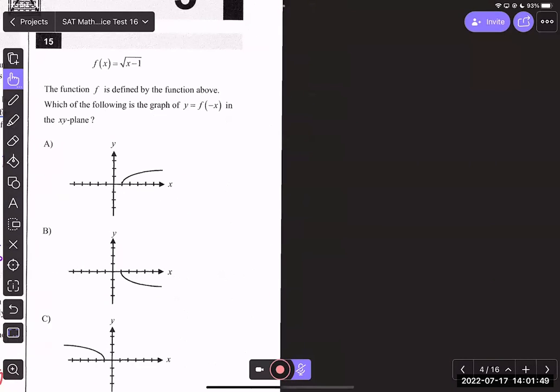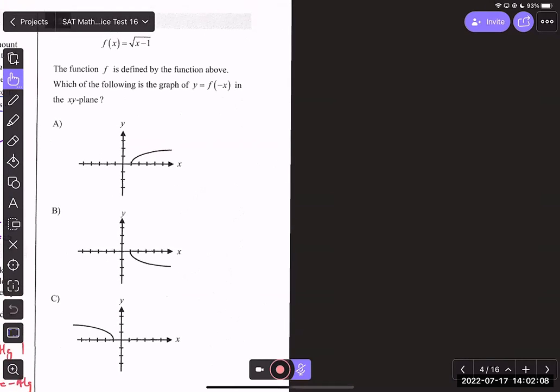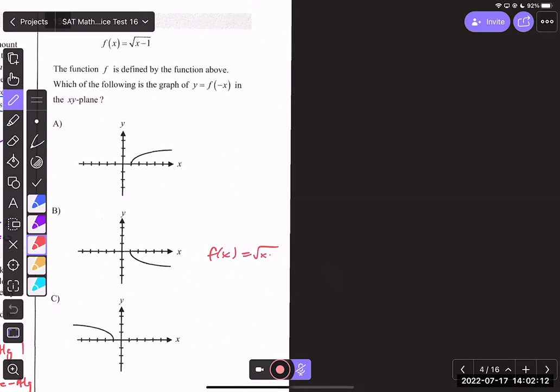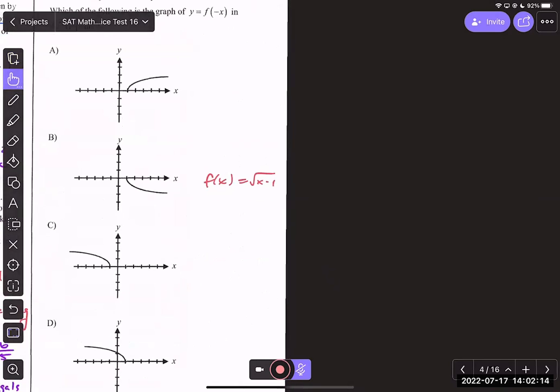Problem number 15. Amanda? The function f is defined by the function above. Which of the following is a graph of y equals f of negative x in the xy plane? So let me just write out f of x equals the square root of x minus 1. So which of these is f of negative x?